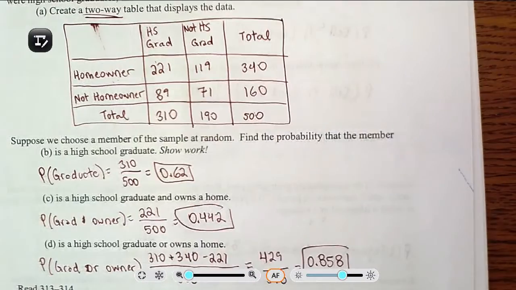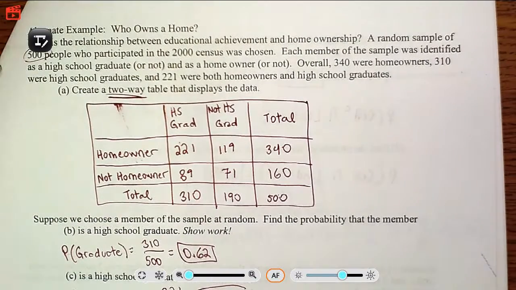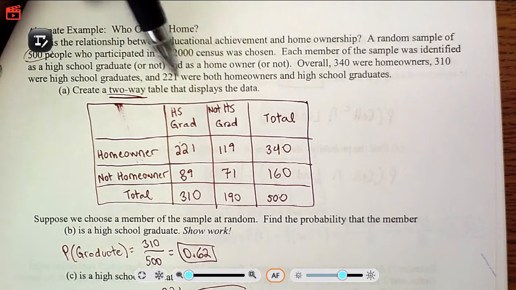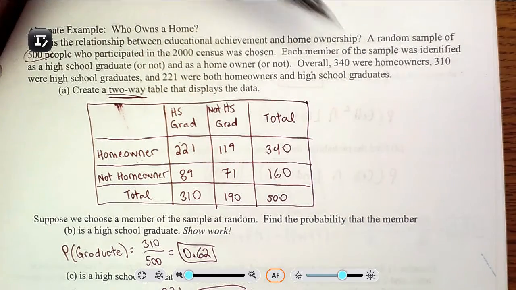Who owns a home? What is the relationship between educational achievement and home ownership? A random sample of 500 people who participated in the 2000 census were chosen. Each member of the sample was identified as a high school graduate or not, and as a homeowner or not. Overall, 340 were homeowners, 310 were high school graduates, and 221 were both homeowners and high school graduates.